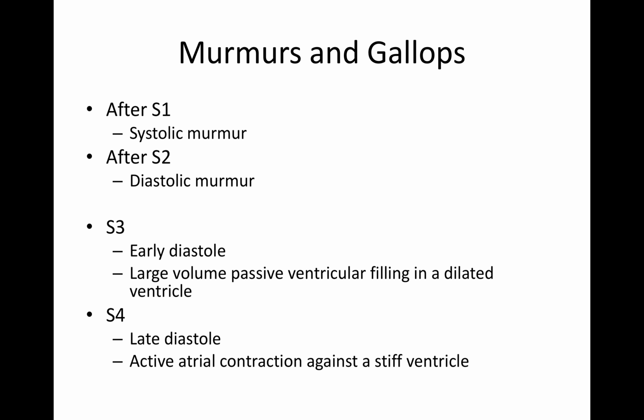So now let's say you're able to identify S1 and S2, and then you hear a sound. So you have identified what part of the cardiac cycle that sound or murmur is occurring in. If it's occurring after S1 and before S2, that is a systolic murmur. After S2, before S1, a diastolic murmur.